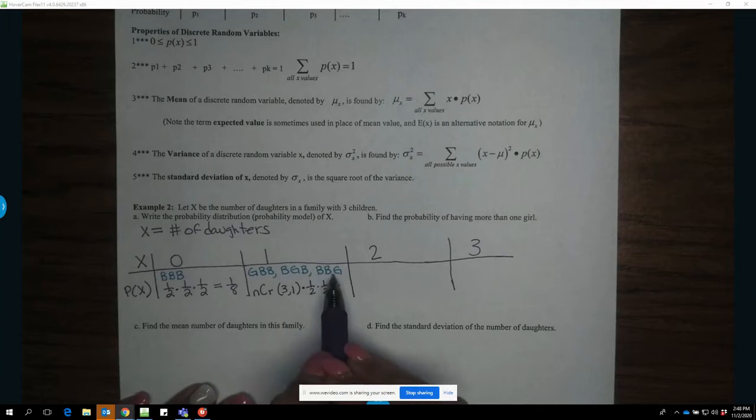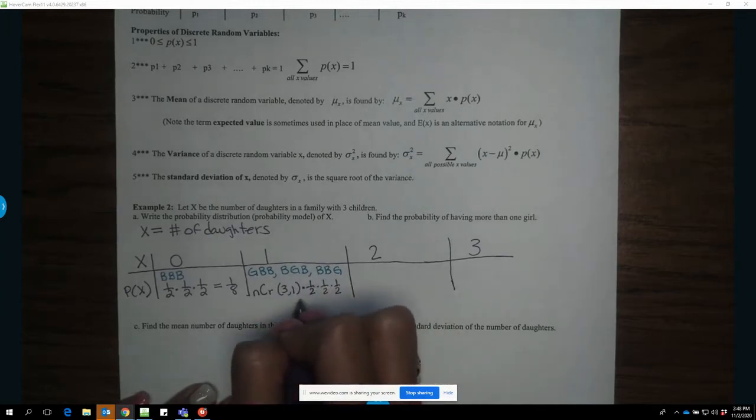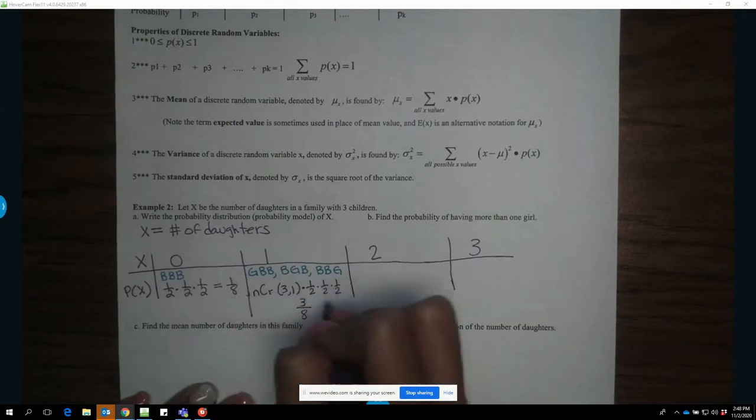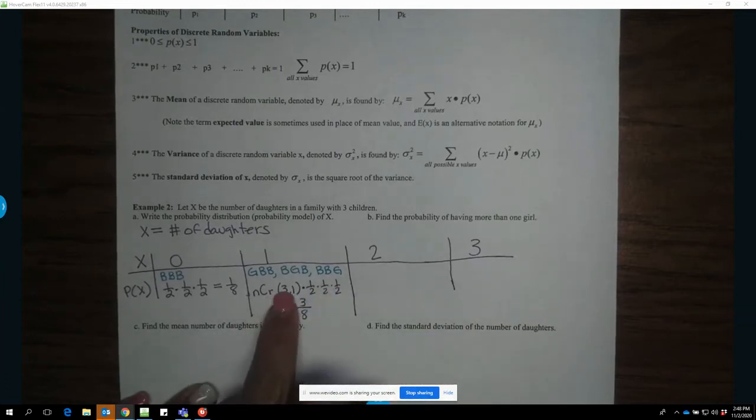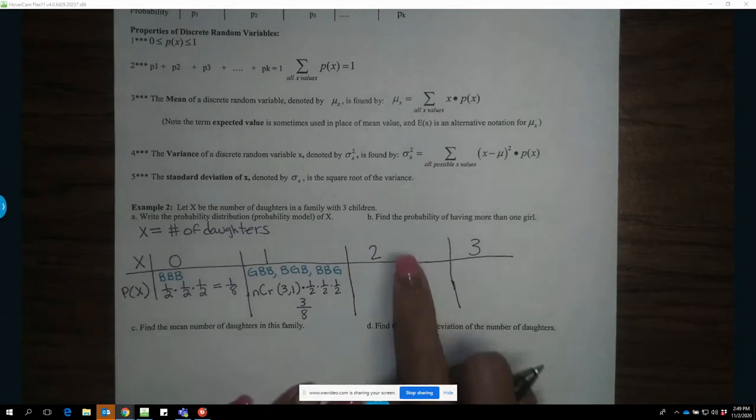Because having a boy or a girl is just a 1/2 chance. So now when you do that, that gives you 3/8, because the combination 3, 1, that's 3. So 3 times 1/8 is 3/8. And you repeat the process with having 2 daughters.